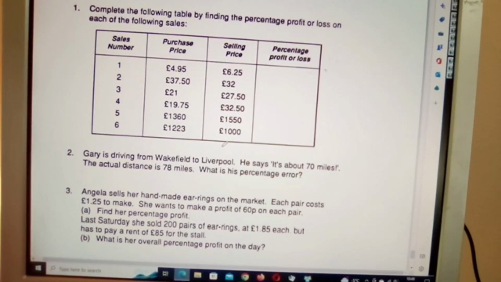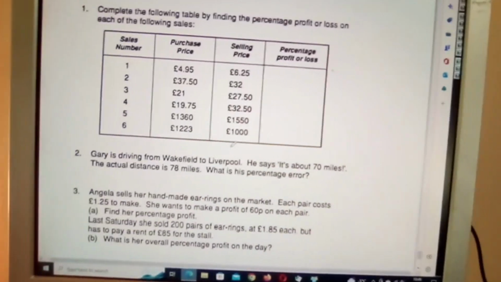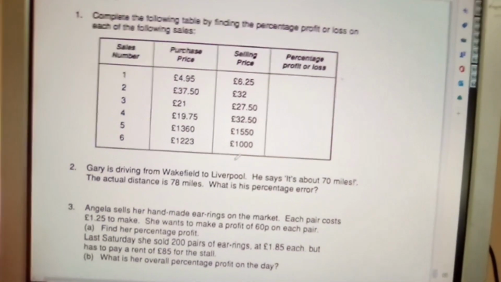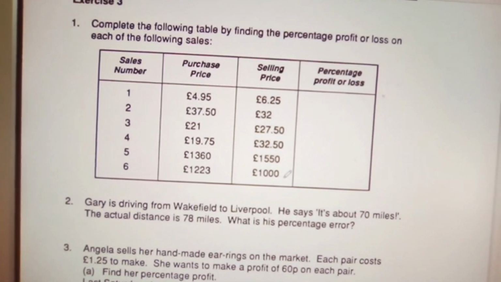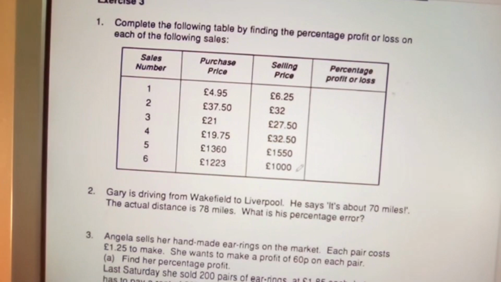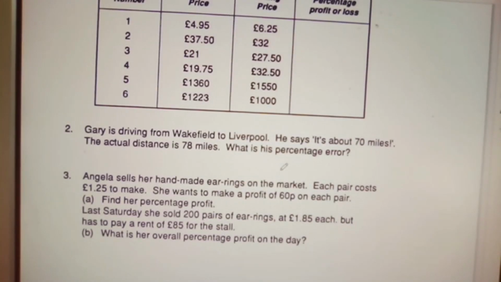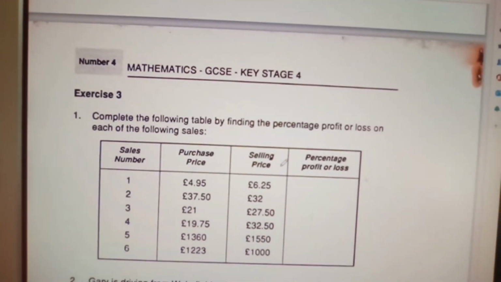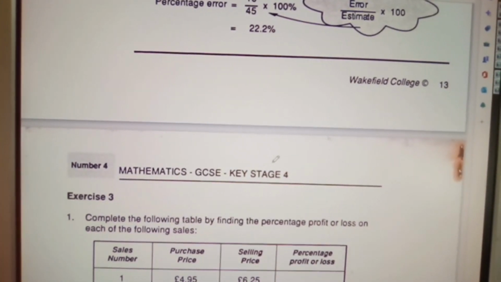And here you have a table completed. I would suggest that you actually do this work for yourselves. I think that's as far as I'm going to go with this now. This is percentages session 2.